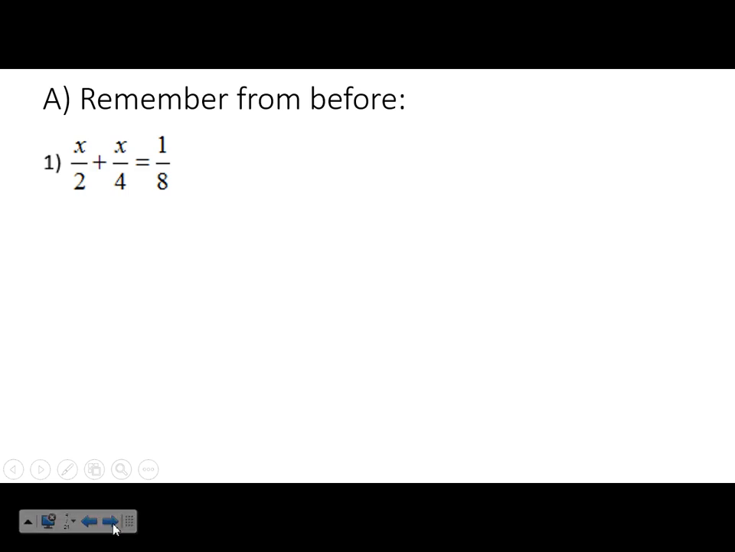So this is just an example of what we did before. Between 2, 4, and 8, I found the common denominator of 8, or the common multiple, and so I multiplied everything by 8. So I have x over 2 plus x over 4 is equal to 1 over 8. I'm just spacing it out a little bit. And then I multiplied everything by 8. Every one of these, I multiplied by 8.